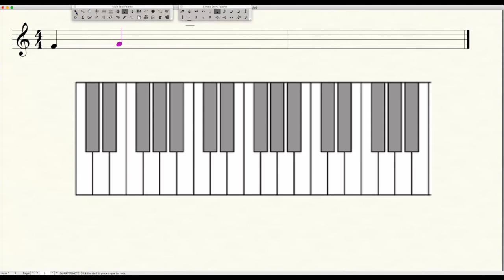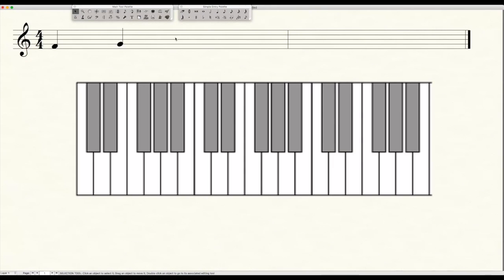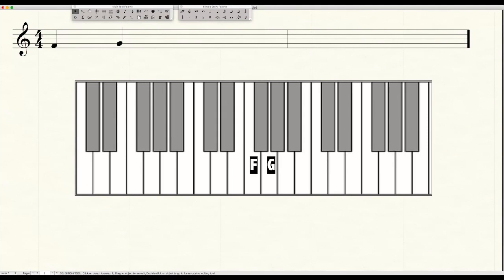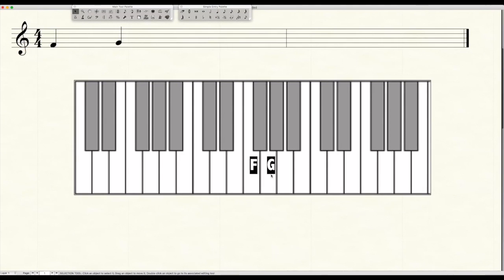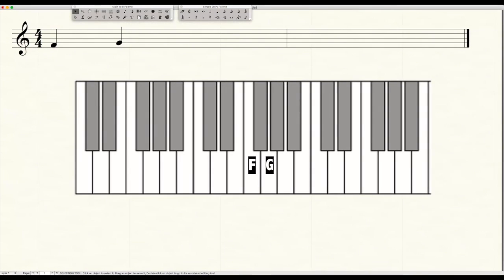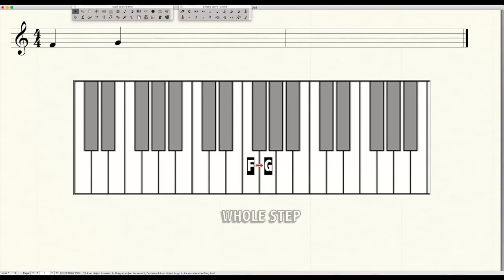Let's go down to our keyboard schematic, and we'll see F, and next to it we have G. So the two white notes, F and G, are right next to each other. Now that is what is known as a whole step.